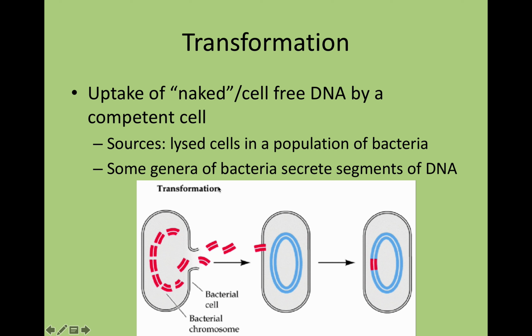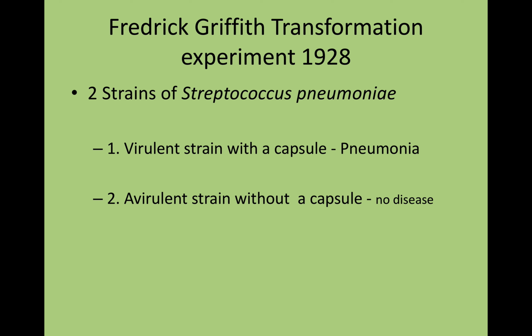genera of bacteria can actually secrete DNA into the environment, and other bacteria can pick it up. But the cell has to be competent, meaning it has to be able to pick up DNA. Some bacteria can do this naturally, others do not. So the first evidence for transformation occurred through these experiments by Frederick Griffith in 1928.